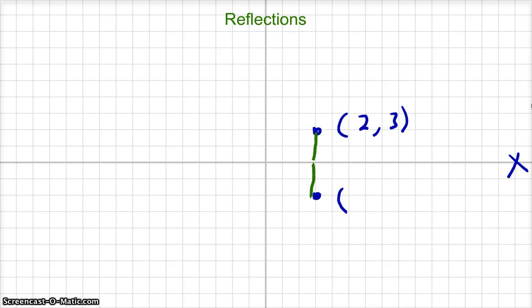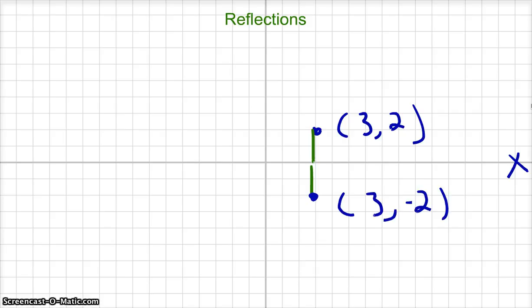Oh, I made a mistake, y'all. Hopefully y'all caught it. I love when I make mistakes because I hope that you catch them before we go too far. Okay, so this was actually at 3, 2. Again, same thing. I'm going 2 away, so I'll go 2 away the other direction. So this was at 3, negative 2.